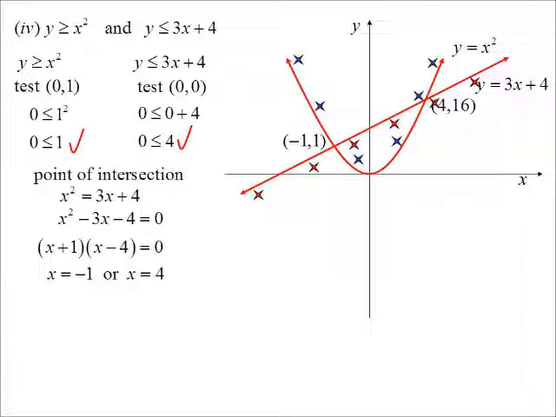Okay, let's test a point. 0, 0. 0 is less than or equal to 4. Yes, it is. So I know I'm below the line. So the question I'm now asking is, where do I have both red and blue crosses? That's the region I'm interested in. And so it's that little piece inside there. So that's my region.